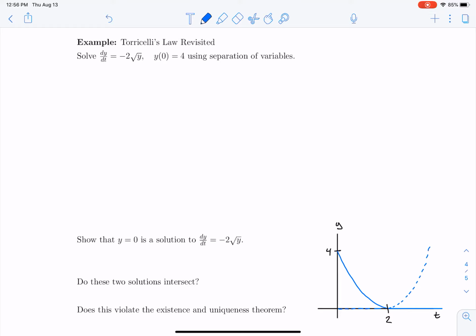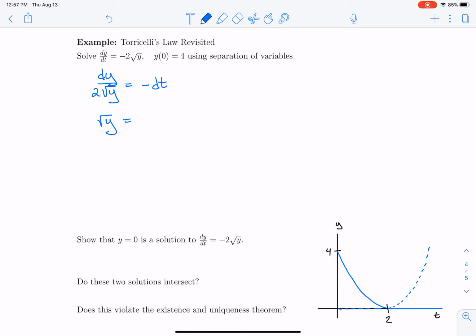I'm assuming that you've now solved that differential equation, so we're going to go ahead and do it together just for practice. dy over square root of y, if we're going to do separation of variables, would equal minus 2 dt, but let's go ahead and divide by 2 anyway. That's going to help us find that antiderivative, because it turns out the derivative of square root of y is actually 1 over 2 square root of y.